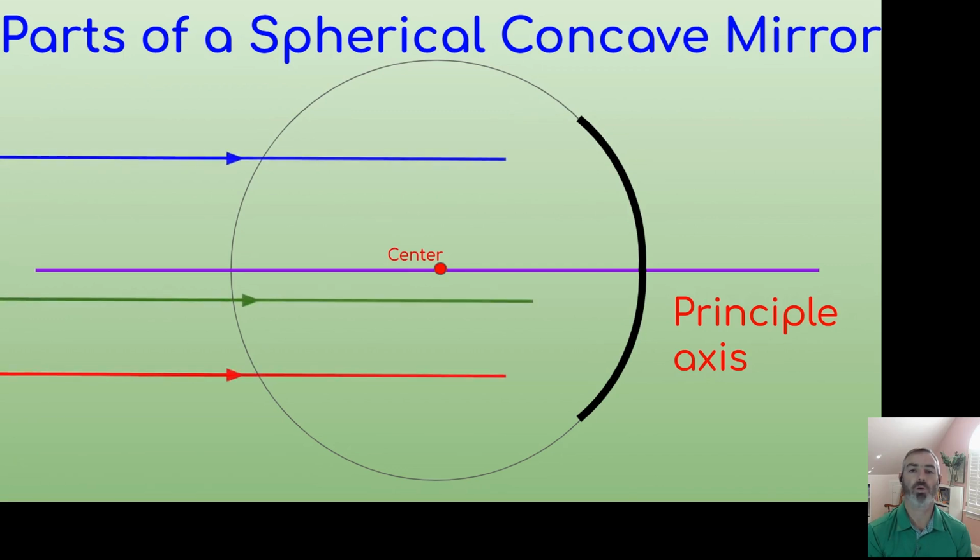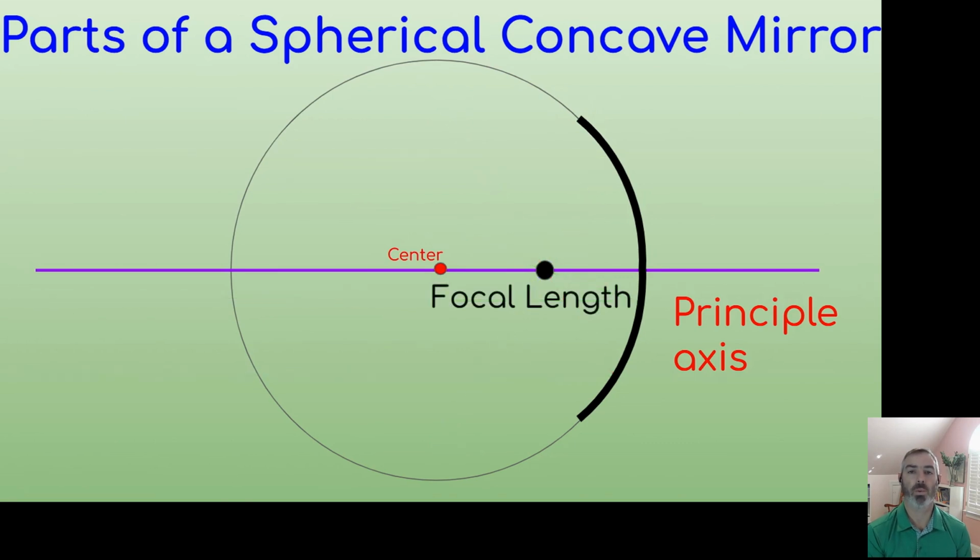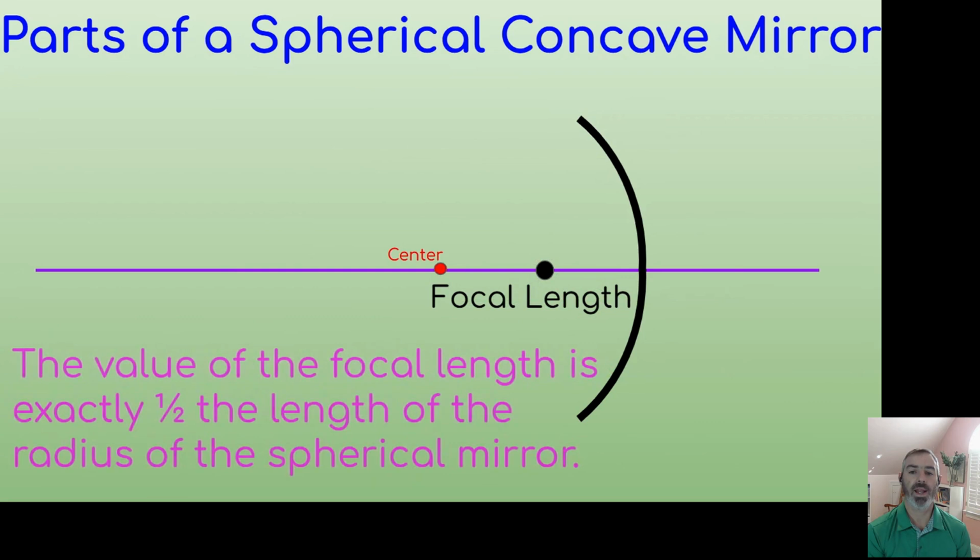When we have parallel rays of light that come in parallel to the principal axis, when those rays of light reflect off, they all reflect through the same point. That point that all the rays of light parallel to the principal axis reflect through is known as the focal point. So the focal point is where parallel rays of light reflect to. Now the focal length is exactly 1/2 the length of the radius of the spherical mirror. The radius would be from the center of curvature to the mirror, so the halfway point between the center and the mirror is the focal point.